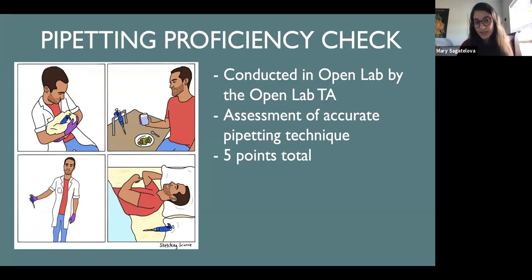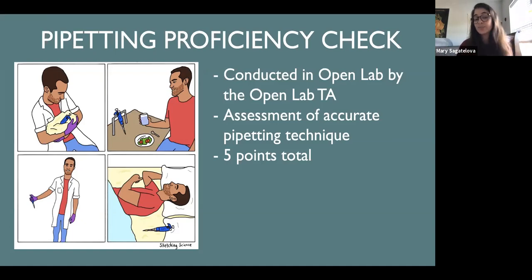Something that's a little bit different this week that we want to make sure you're aware of is we're going to be doing a pipetting proficiency check. This is in your syllabus, so it shouldn't be a big surprise. Basically, we're doing a little check to make sure you are pipetting correctly, that you understand the basics of pipetting. It's going to be conducted in Open Lab by the Open Lab TA, whoever is there. It's only worth 5 points, but it's essentially an assessment of accurate pipetting technique. Hopefully, you already mastered it these last few weeks.